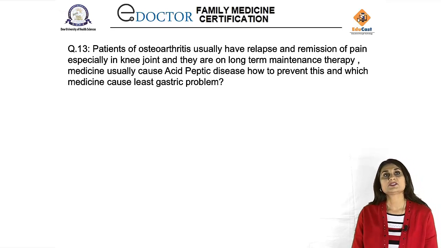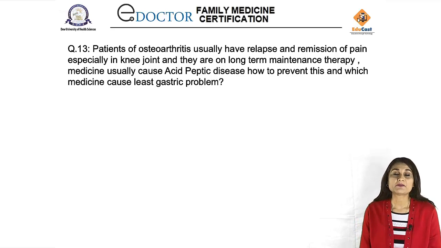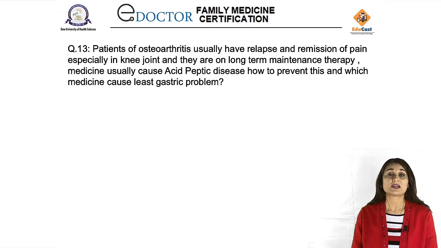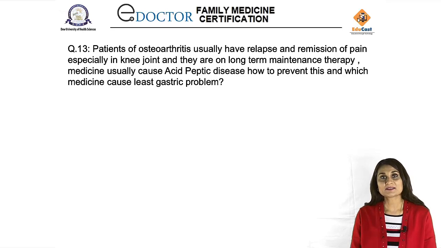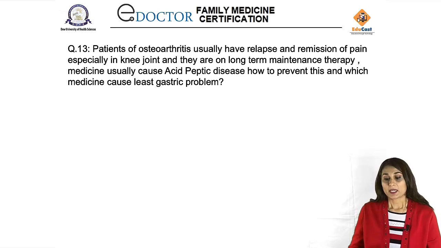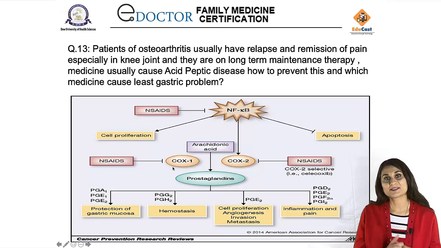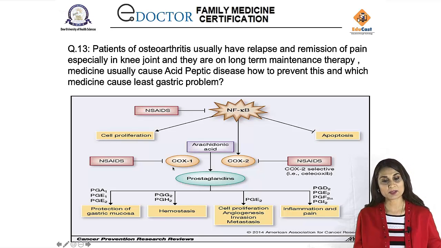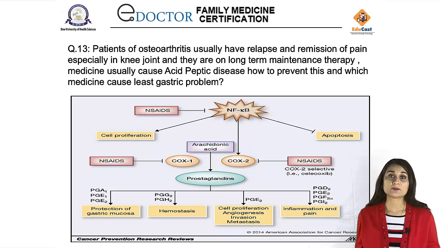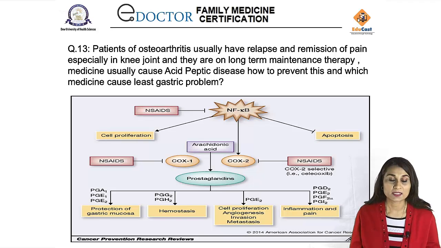How to prevent this, and which medicine causes the least gastric problems? So the prevention is to give medication that does not cause peptic ulcer disease. We have celecoxib, okay, that's a COX-2 inhibitor. I would like you to see this diagram to better understand what NSAIDs are, why NSAIDs cause acid peptic disease, and why COX-2 inhibitors, celecoxib, do not cause it.